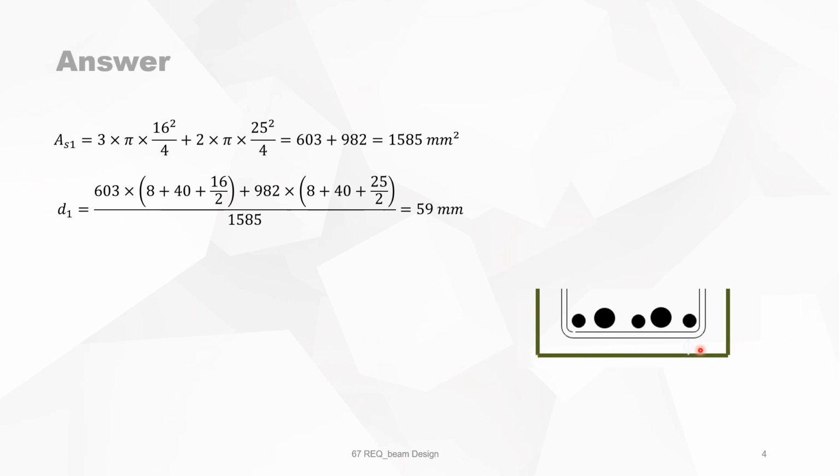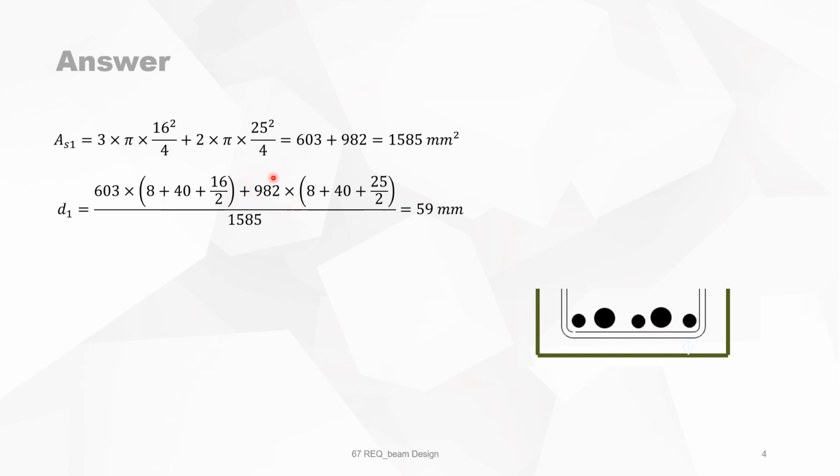When we start at the most tensioned fiber of the beam, then we have here a tension reinforcement. Then you can see that we have the 3 diameter 16. The 3 diameter 16 is the 603 with its distance to the most tensioned fiber, which is 8 for the stirrup, 40 for the concrete cover, and then the point of gravity for this bar of 16. We add to that the 2 diameters 25 in the same manner.